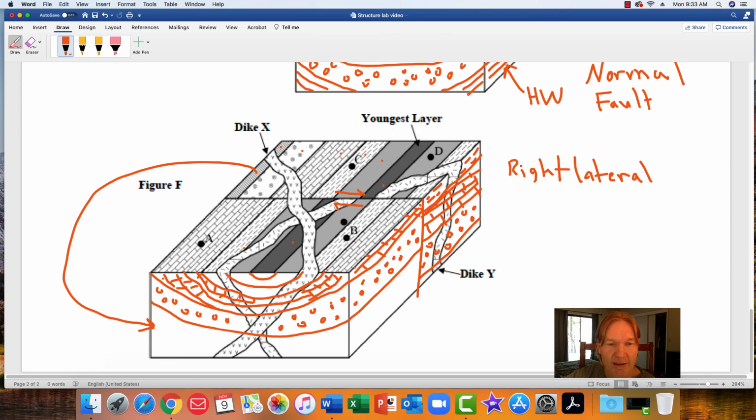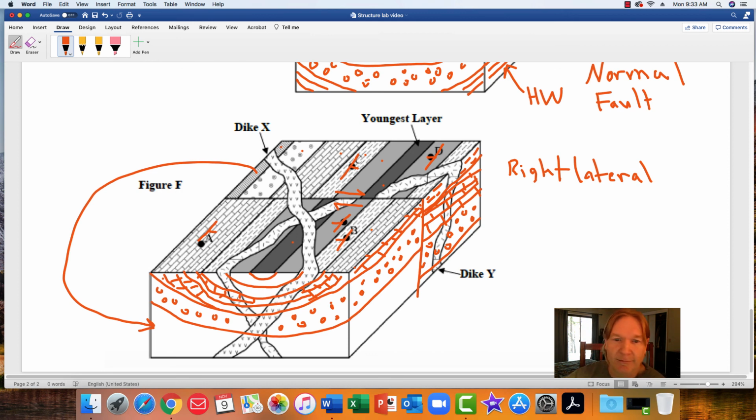Okay. If I had to put strike and dip symbols here, I know this is a syncline. There's my strike, there's my dip. This guy is going to dip this way. This guy is going to also dip this way because it's on the right-hand side of the middle layer. C is going to dip this direction towards the middle. D is going to dip that direction towards the middle.